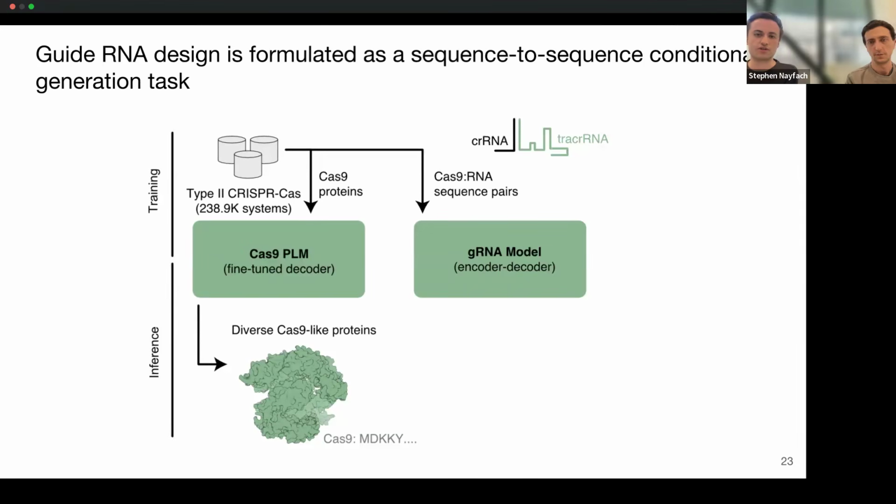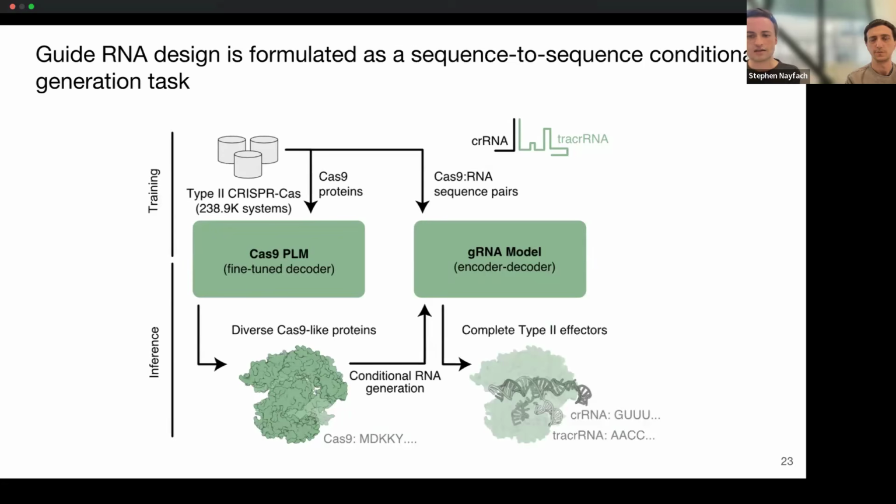take a protein sequence as input and then generate the CRISPR RNA and tracrRNA components of the guide conditioned on that sequence. In practice, we do this just by concatenating the CRISPR and tracrRNAs from the CRISPR-Cas Atlas and then generating them in a random order. Once we have this model, we can then assemble the complete inference pipeline shown on the bottom, where we can pull diverse Cas9-like proteins out of the protein language model and then pass those to the second model to generate complete type 2 effectors.